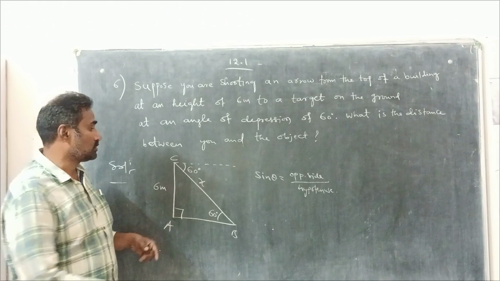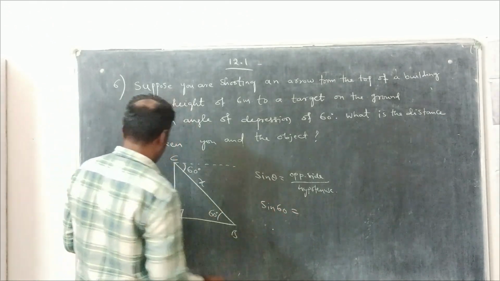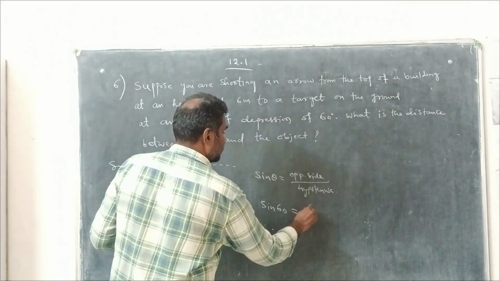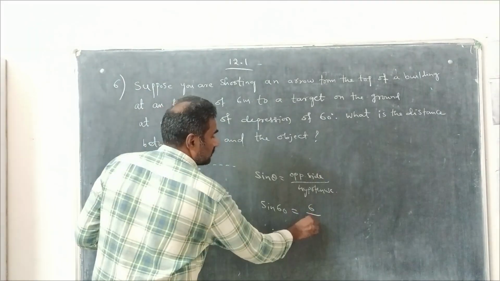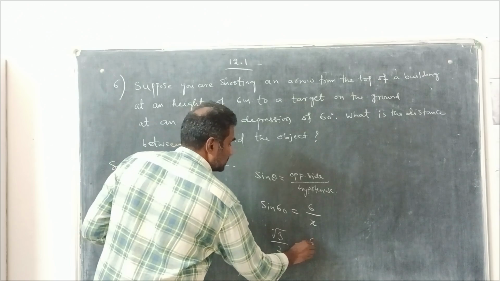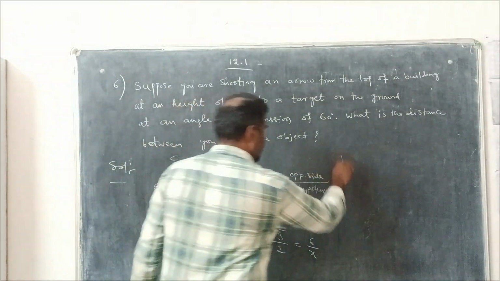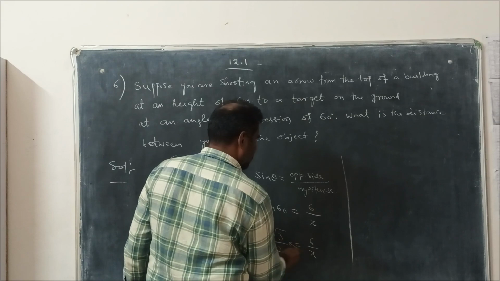sin θ, so it is sin 60. You take sin 60 is equal to opposite side, which is 6 meters, over hypotenuse, which you want to find, x. Sin 60 value is √3/2. It is 6/x. We know that sin 60 value is √3/2. After this you do cross multiplication like this.